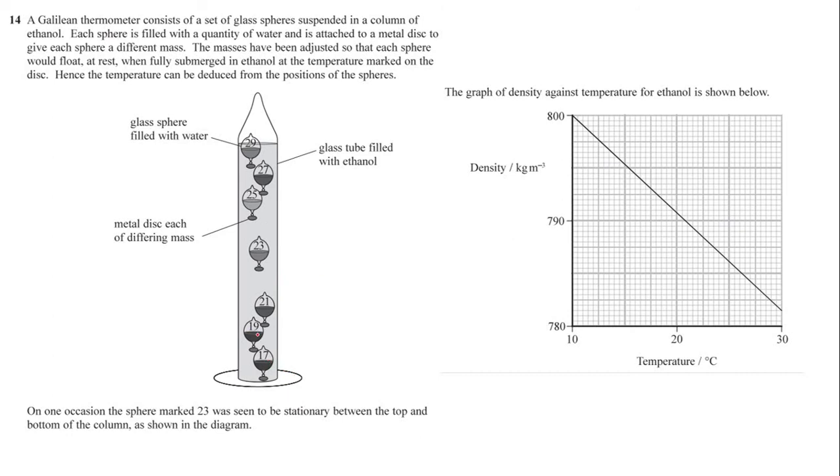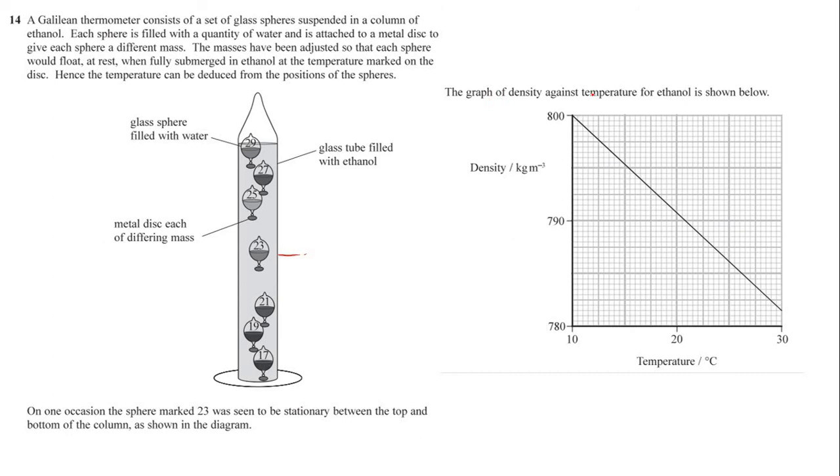So that means 17, 19, 21, 23, 25. These are the temperatures at different levels. On one occasion, the sphere marked 23 was seen to be stationary between the top and the bottom of the column, as shown in the diagram. This is sphere 23.